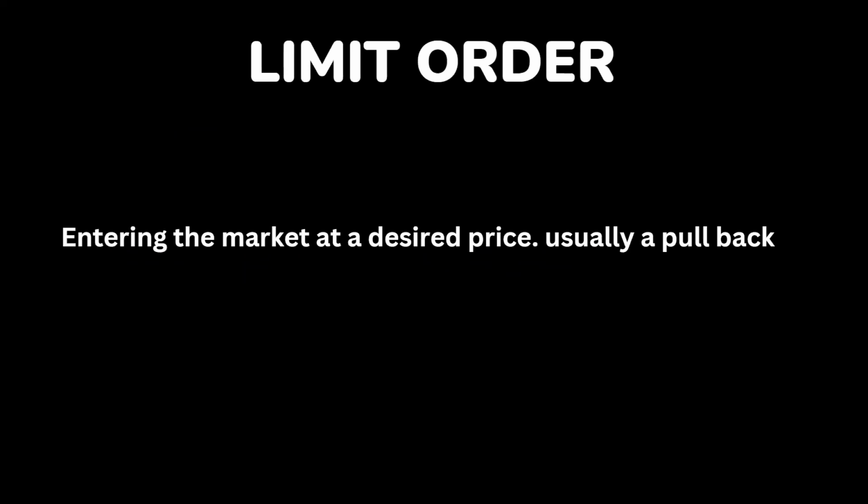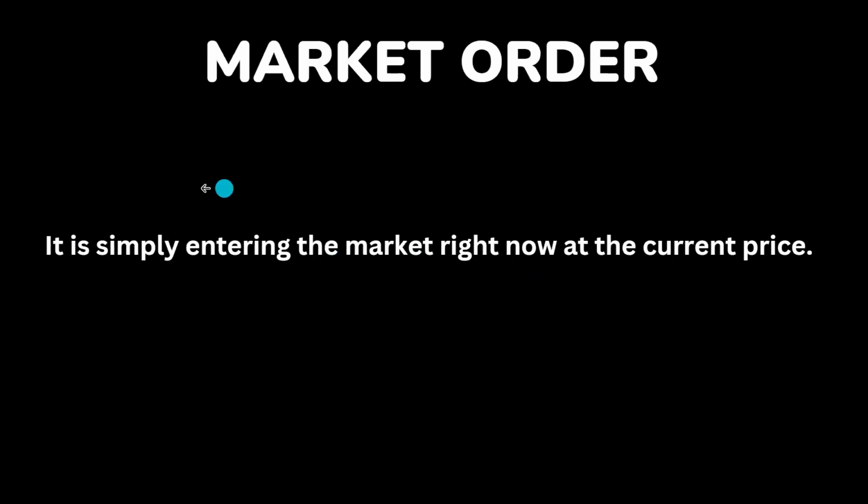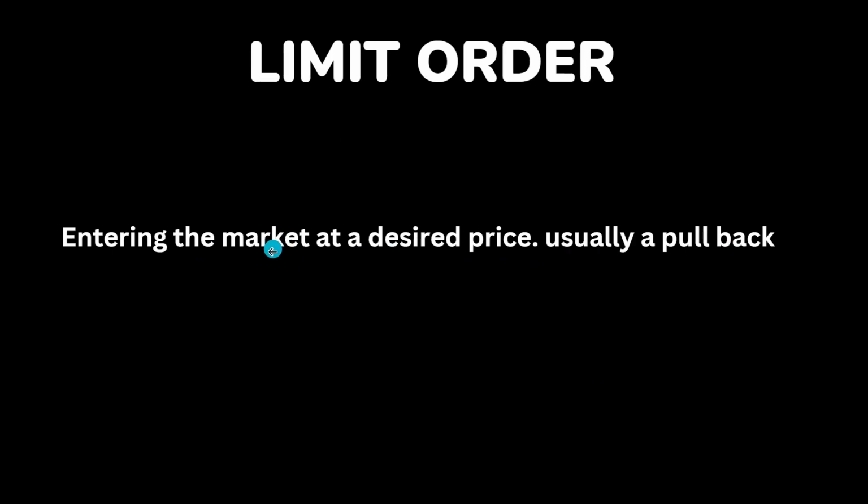Now, the second type of order is the limit orders. Now, the limit orders is quite different from the market order in the sense that you're entering the market at a desired price, usually a pullback. So the market order is you entering at the current price of the market, while the limit order is basically you entering at specific price points in the market.